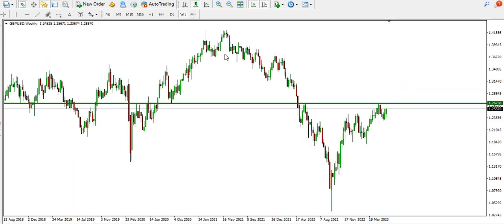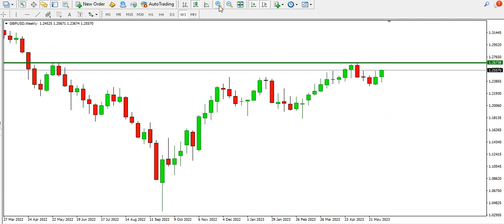Let's take a look at what we have for gbpusd on the weekly time frame.